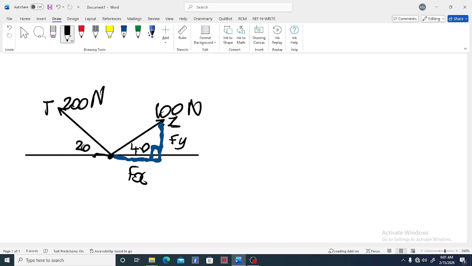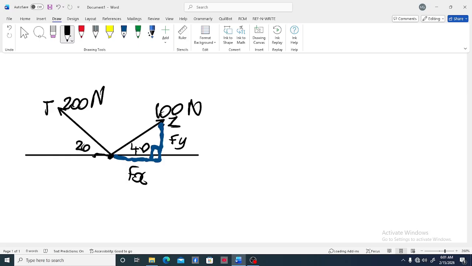What you need to know is that when you have a force acting at an angle like this, for example, a 200 Newton force acting at a 20 degree angle, and a 100 Newton force acting at a 40 degree angle, you can separate that force into its vertical and horizontal components.